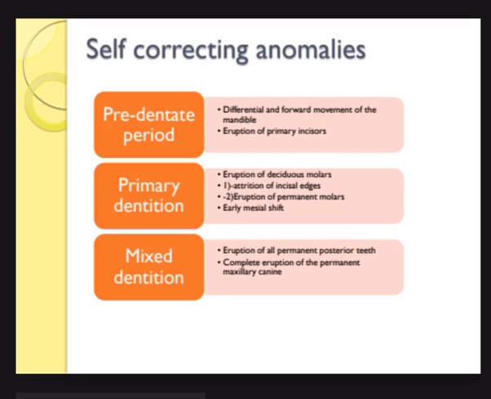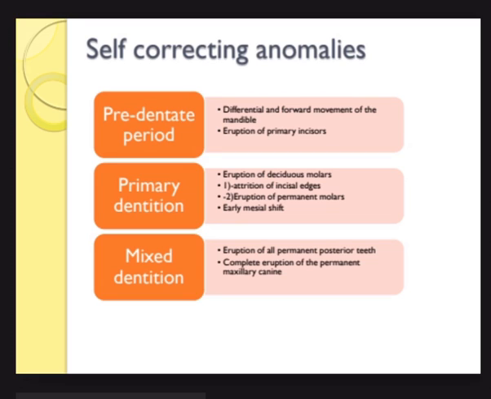Then coming to mixed dentition, again you will find certain self-correcting anomalies like anterior deep bite in your mixed dentition period. This will get corrected when all the permanent posterior teeth have erupted. And finally, the eruption of the permanent maxillary canine will correct the broadband phenomenon or ugly duckling stage. So these are the various self-correcting anomalies you will be seeing in different phases.